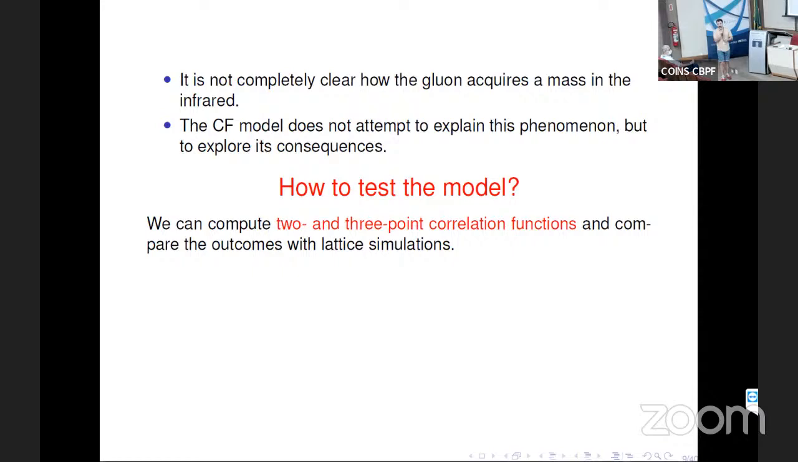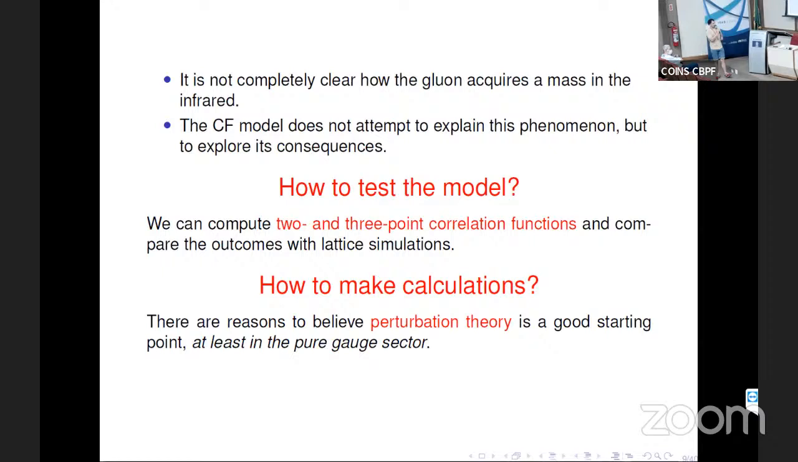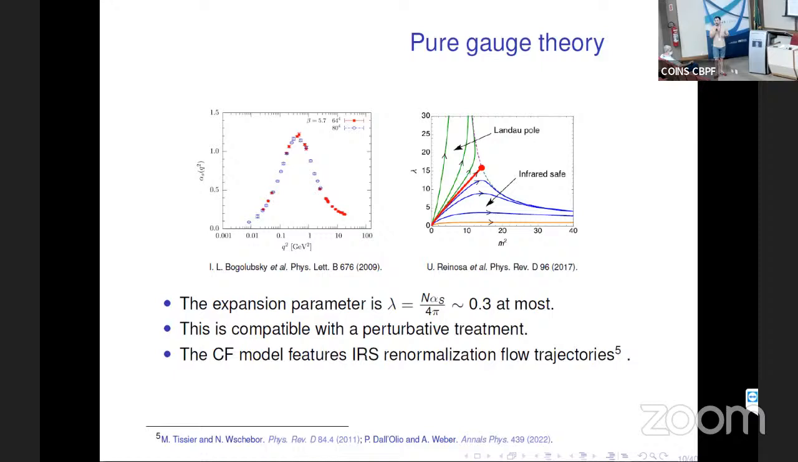Now, how do we make these calculations? Well, there are reasons to believe that we can use perturbation theory even in the infrared, at least in the pure gauge sector. And how does this happen? Well, when we look at the lattice, we can look here at alpha strong. We already saw this graph also in this workshop. We can see that alpha strong is really small in the UV. Well, this is expected. This is asymptotic freedom. But when we move towards the infrared, we find that it grows, it reaches a maximum, and then it becomes small again in the deep infrared.